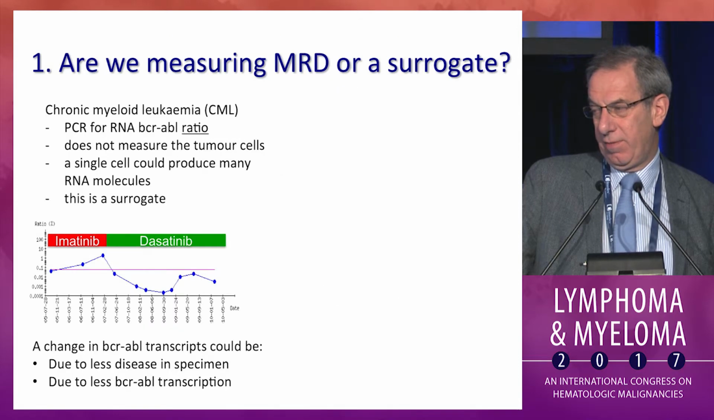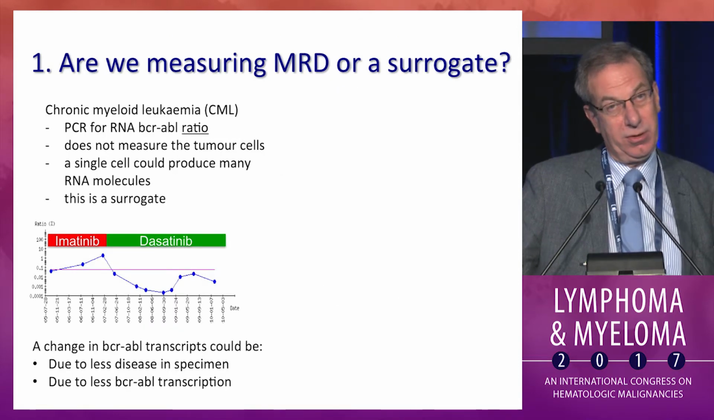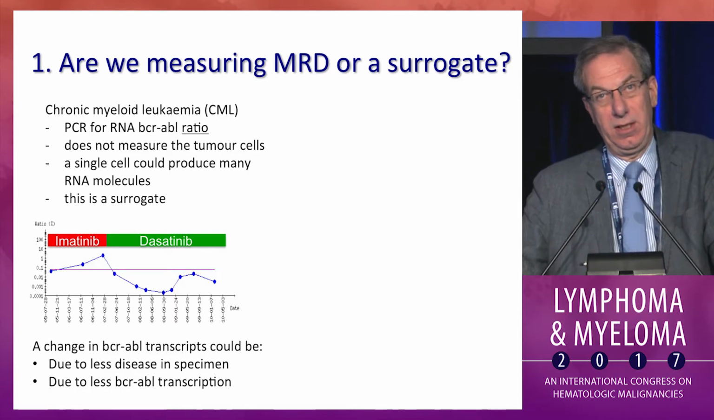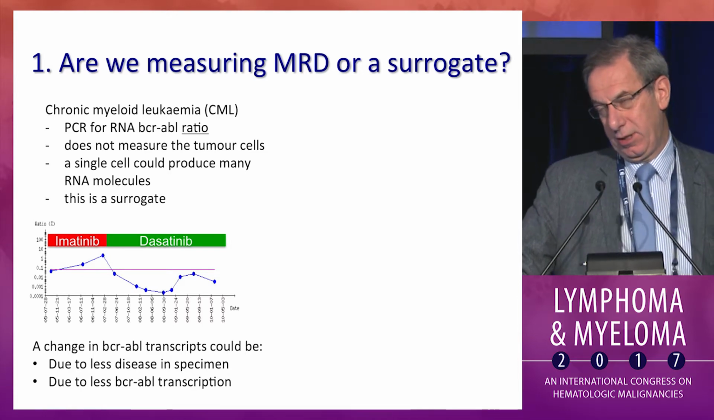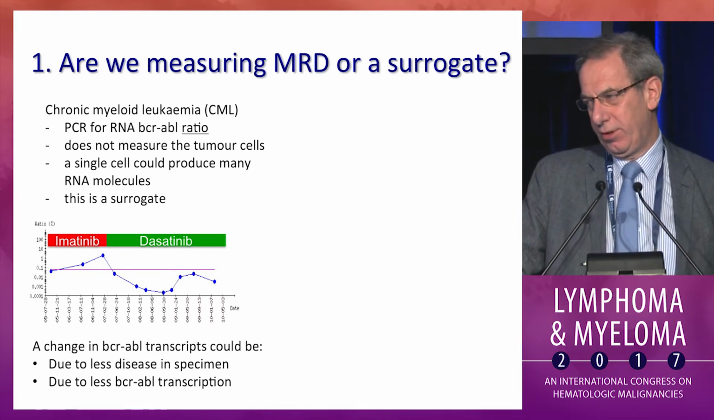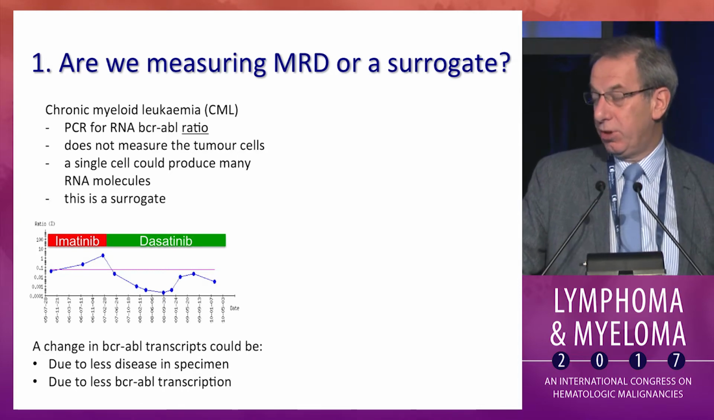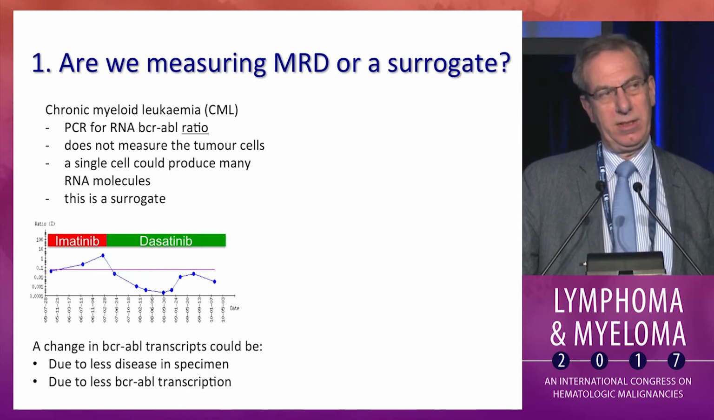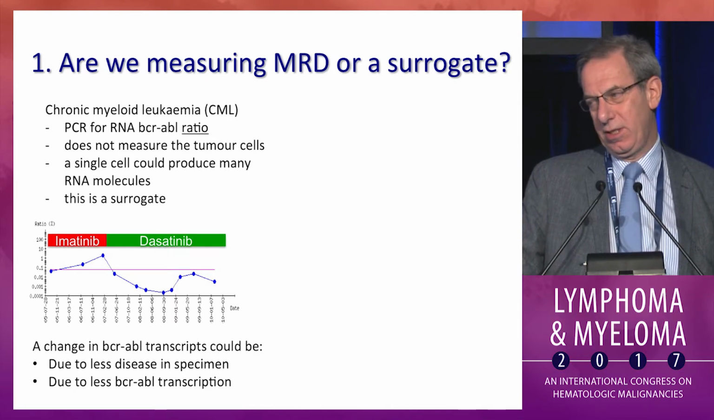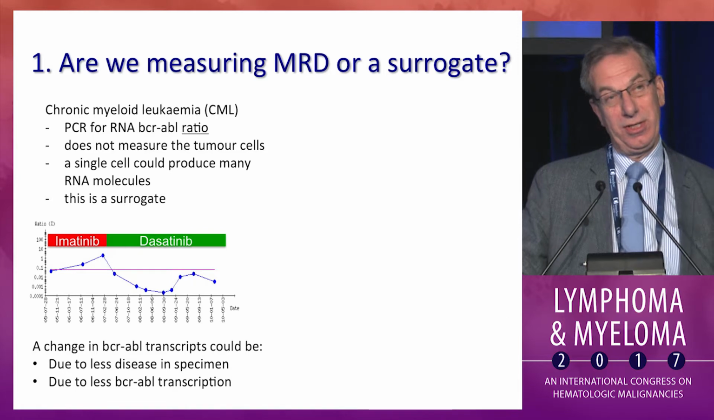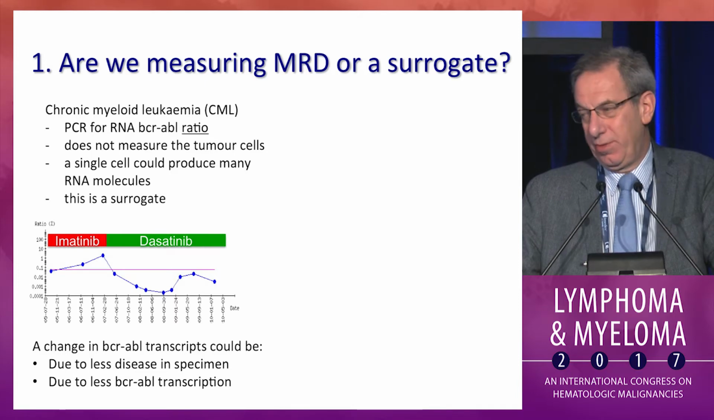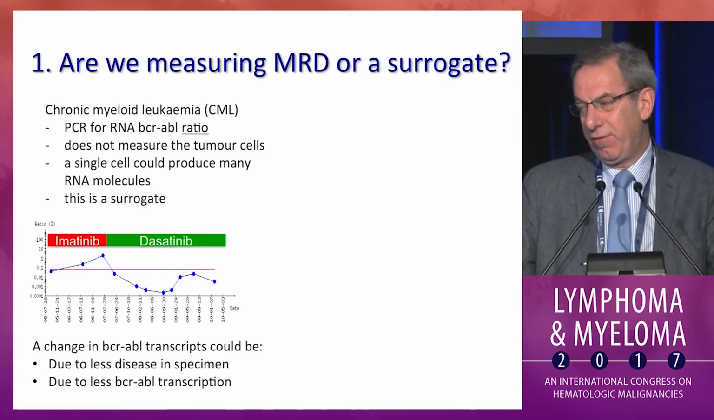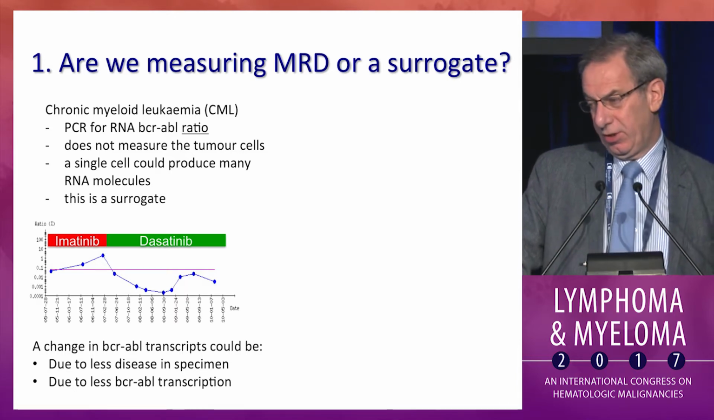So first of all, are we measuring MRD or are we measuring a surrogate? And I've put up on this slide the example of CML. I think most of us who treat CML are familiar with using MRD to define duration of therapy or the type of treatment amongst multiple treatments. But we have to remember that this is a surrogate of MRD. So this is a PCR for RNA, and it's a ratio. It doesn't measure tumor cells, it measures the expression of a gene in a tumor cell. And as you can see in the cartoon, we've used it in this particular patient to modify treatment and successfully brought the patient back under control.